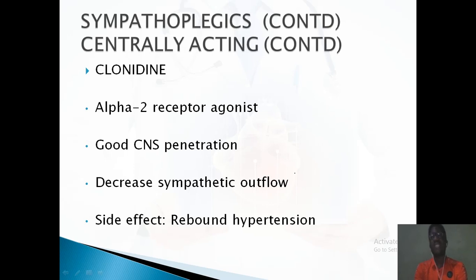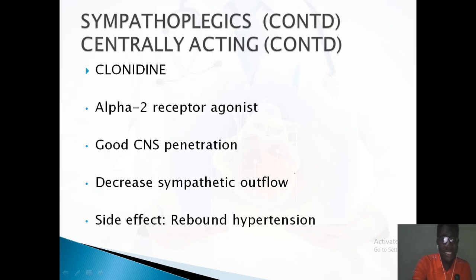So, when giving a patient clonidine, what is rebound hypertension? This phenomenon simply means that when the drug is stopped suddenly, the hypertension comes back in full force. So, when giving a patient clonidine, you should be careful. Tell the patient not to stop the drug suddenly, because once it stops suddenly, it comes back with full force. That is rebound hypertension. So that is that for clonidine.